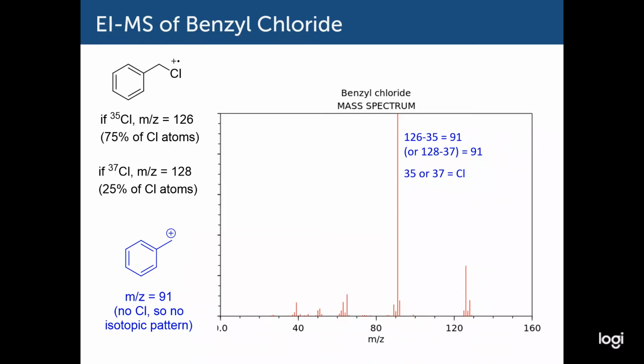You'll also note that there's no longer that isotopic signature present, and that's because the chlorine atom is no longer a part of the fragment. So here we're only going to get an M/Z of 91.